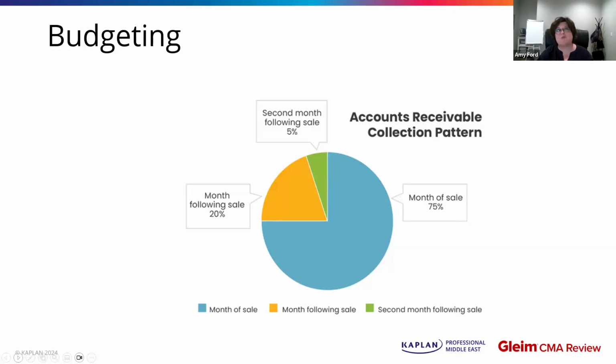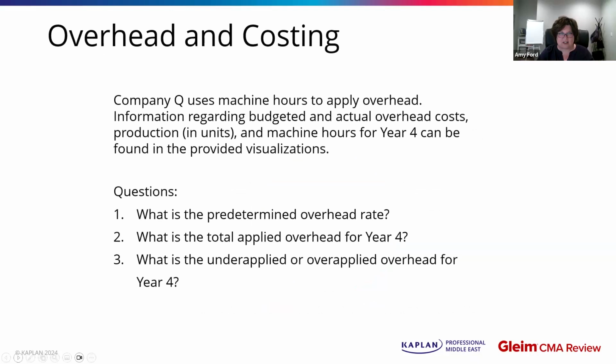Now, our next topic, I wanted to really dive into some calculations and show you examples of the calculations that you may see on a CMA exam, as well as couple it up with some visualizations. So let's go into overhead and costing, because I think that when people think of the CMA exam, Certified Management Accountant, they think of the costing topics. So costing topics like job costing, process costing, overhead, predetermined overhead rates, these are tested in part 1 of the CMA exam.